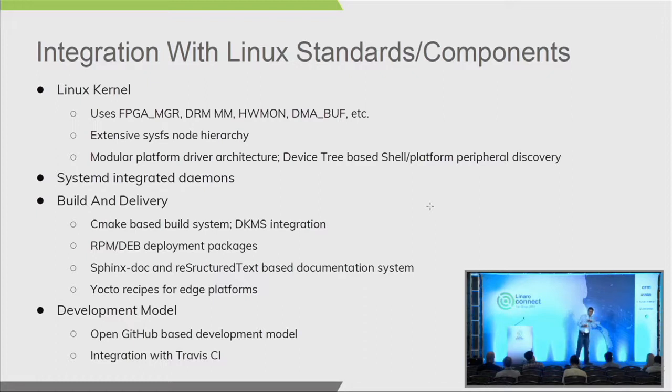Our daemons, the MPD and MSD that I mentioned, are systemd integrated. The build and delivery use CMake and RPM and Debian packages. We have Yocto recipes published on the Xilinx website. And of course, the development model is on GitHub. We don't have two repositories, an inside repository and an outside public-facing repository. There's one repository where all development happens. And we have Travis CI integration today.